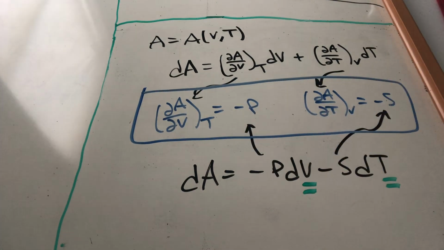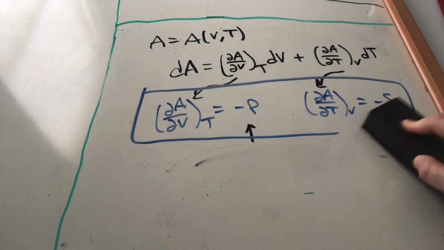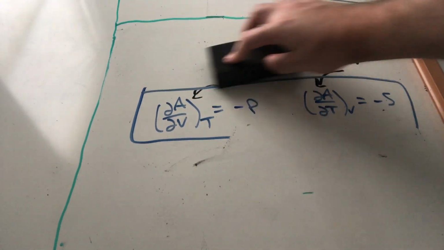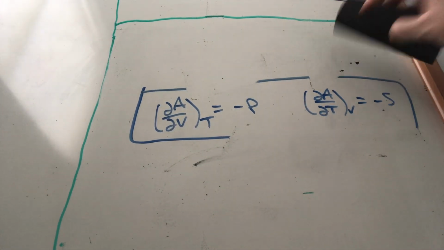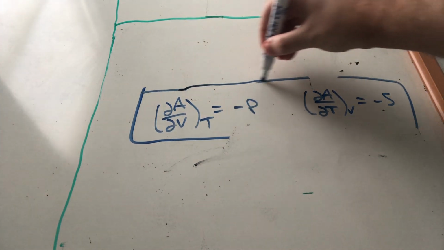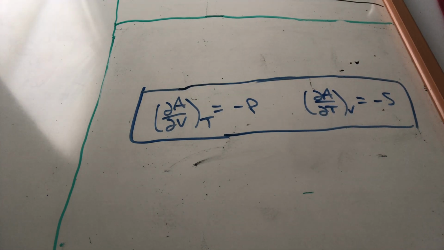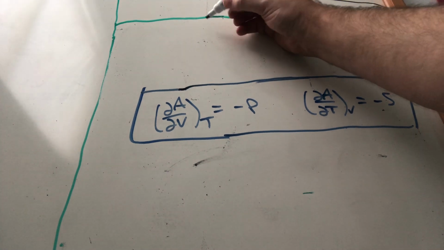So here are our natural variable identities. Let's take it a step further. And then with these identities, let's go ahead and apply the second derivative test. I'm going to jump to the most useful form of the second derivative test right away. So A is a state function, right? So anything we can say about a state function applies to A.